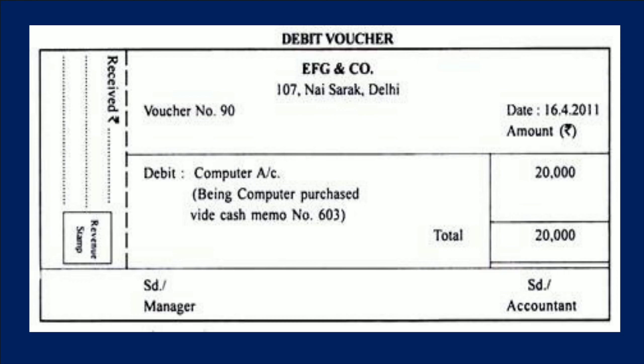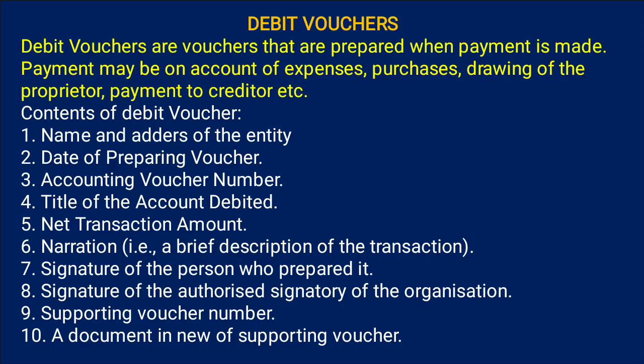Now you can see on the left-hand side we have one more box where we have to write the amount in figures, just like received rupees 2000, in words, and along with that we have to paste a revenue stamp. That revenue stamp makes this debit voucher legal. So these are the contents of the debit voucher.